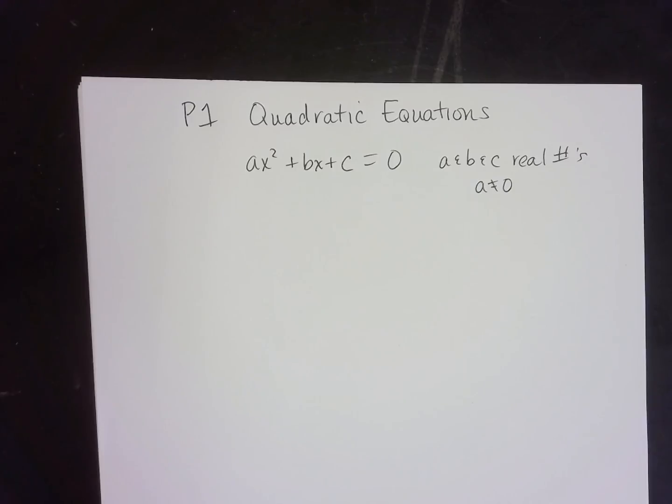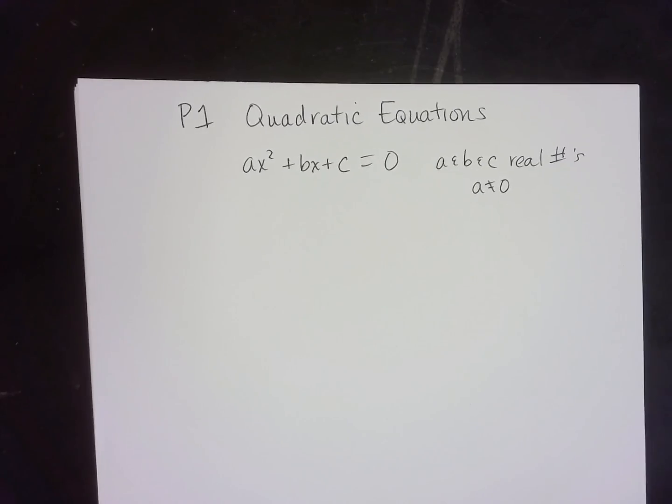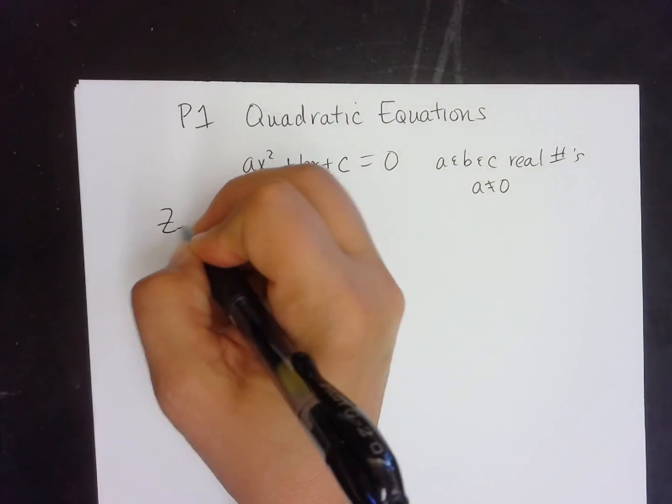So to solve this, we always set quadratics equal to 0 first. So if we see this, we think, oh, we should make it equal 0. So if there was a number on the other side of an equal sign, we always use 0 on the right-hand side. And that is because we use that 0 to our advantage. We use what is called the zero product property.